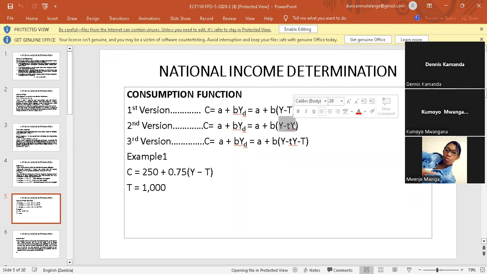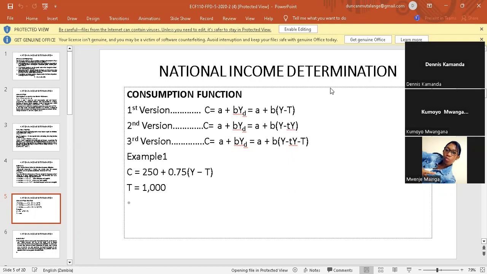So now I want you to see what is the expression there of the C, the consumption. My time has gone, so we are remaining with about 9 minutes.